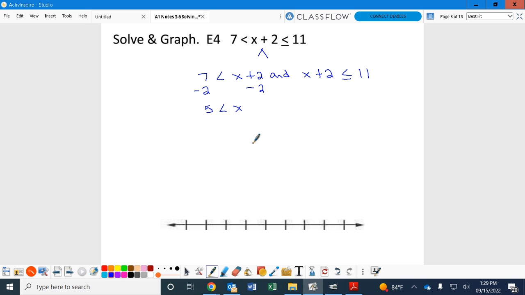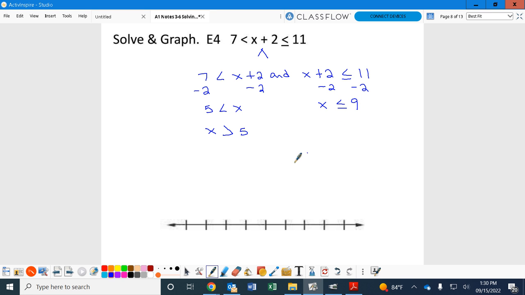We don't use our graphing rules when the variable is on the right hand side, so in order to graph with this, we're going to turn it around and make it x is compared to 5. Since it was less than, it's now going to be greater than. For the next one, we're going to minus 2. It's going to make it x is less than or equal to 9.